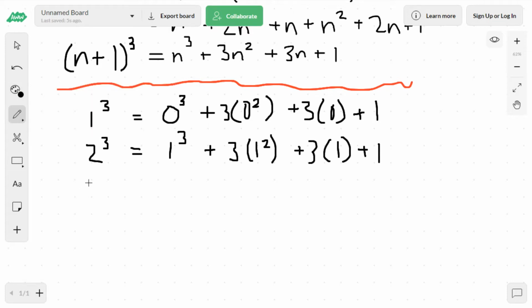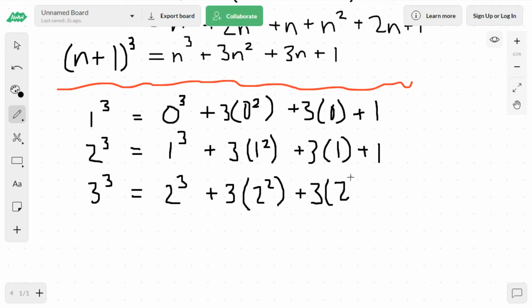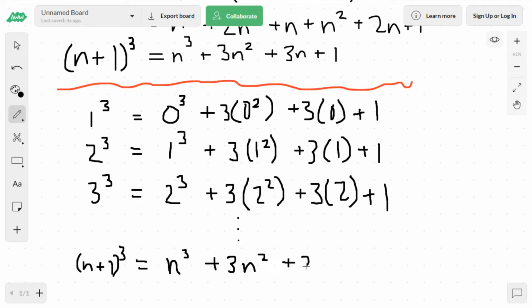Okay, then we'll do 3 cubed. In this case, n would be 2. 2 plus 1 is 3. So we'll say 2 cubed plus 3 times 2 squared. We're just starting to get a little more interesting, so that would actually give us 8 plus 3 times 4 plus 3 times 2 plus 1. Okay, it's probably enough of those, and then we'll just do a dot, dot, dot, because we want to go all the way to n plus 1, right? So n plus 1 cubed. In this case, we already have it. We've got n cubed plus 3n squared plus 3n plus 1.